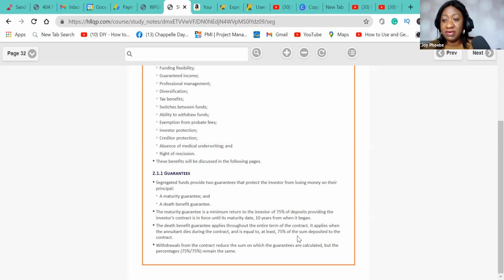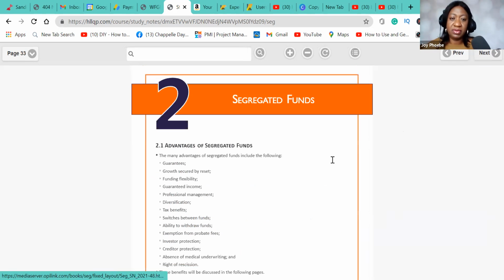Let's say, again, like our initial example, you invested $1,000, and the funds, your money, are now worth $650 or $600, and the person happens to pass away, then the 75% guarantee kicks in. Withdrawals from the contract reduce the sum on which the guarantees are calculated, but the percentage remains the same at 75%. So if you have taken money out prior, that will reduce the amount on which the 75% will be calculated. That's pretty much straightforward.